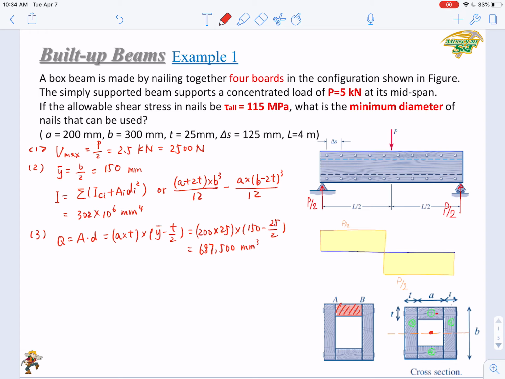And step 4, we'll calculate the q, right? The shear flow, q equals VQ over I. That is 2,500 times the Q value over the I value, that is 302 million. Okay, you get 5.69 Newton per millimeter.